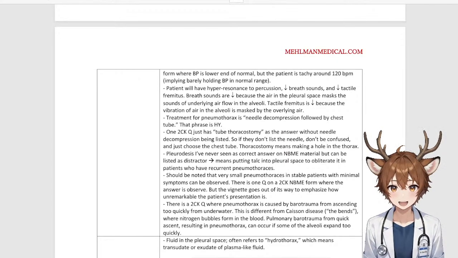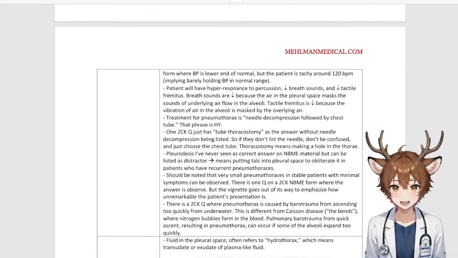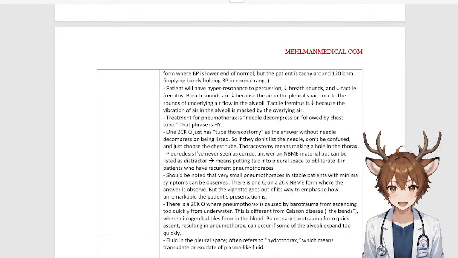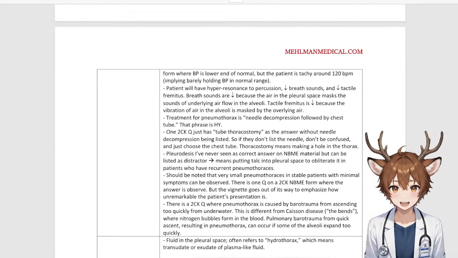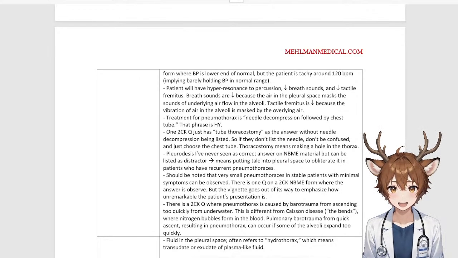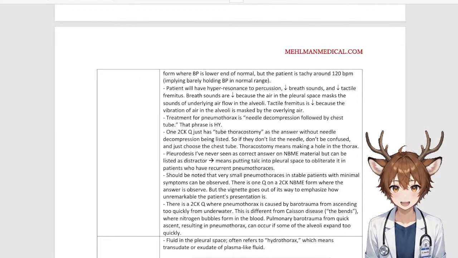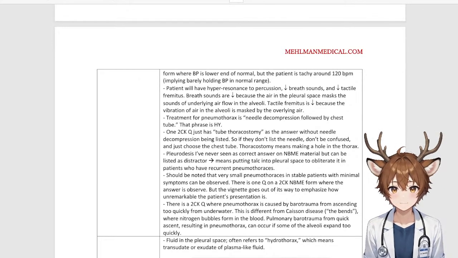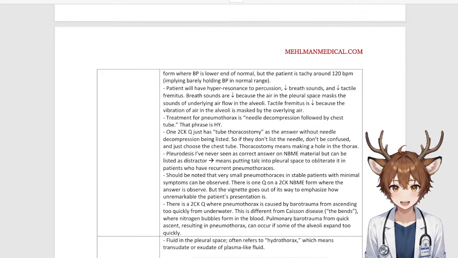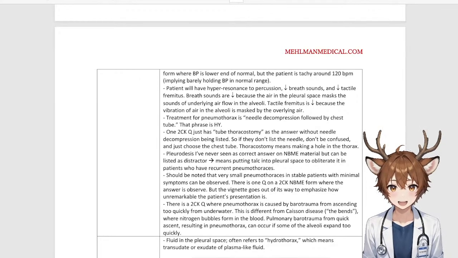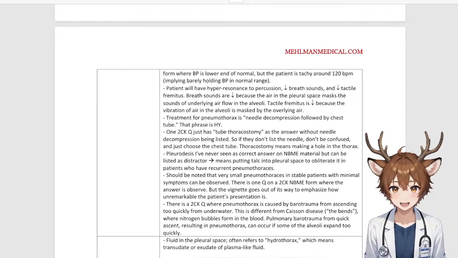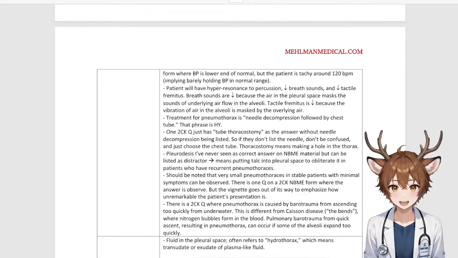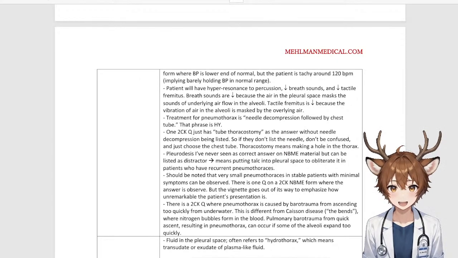It should be noted that for very small pneumothoraces, a stable patient with minimal symptoms can be observed. There is one question on a 2CK NBME form where the answer is observe, but the vignette goes out of its way to emphasize how unremarkable the patient's presentation is. So if it's so unremarkable, minimal and asymptomatic, you could observe. But normally, you want to do the needle decompression followed by chest tube.